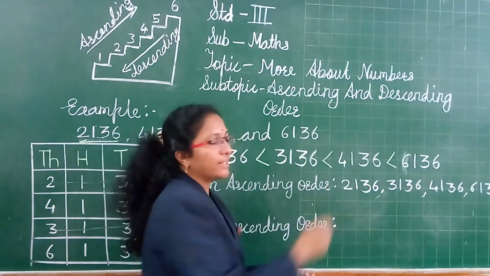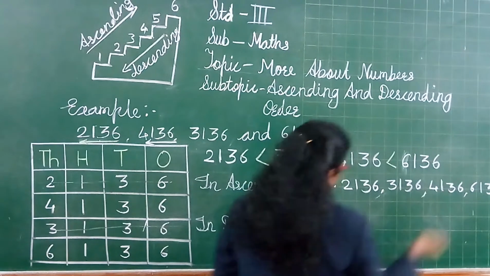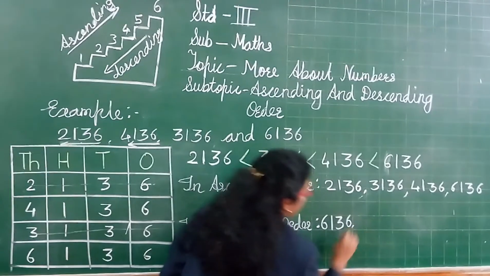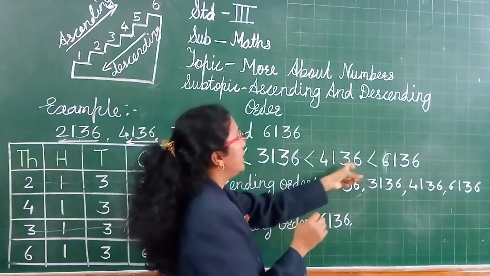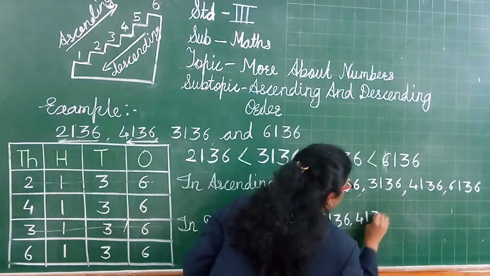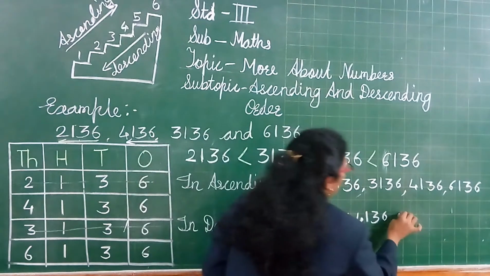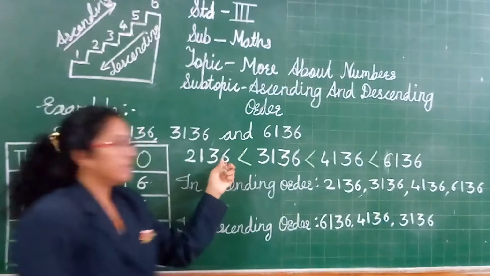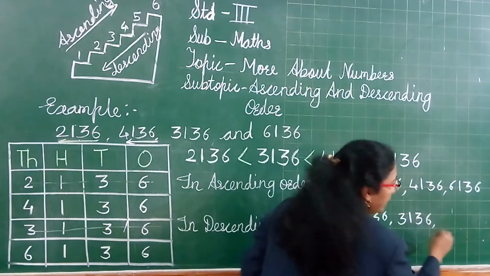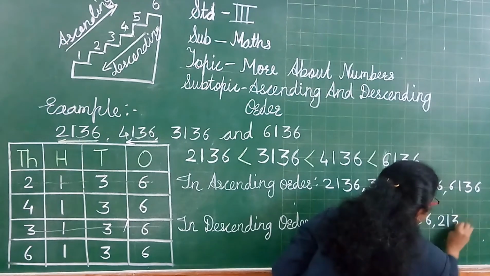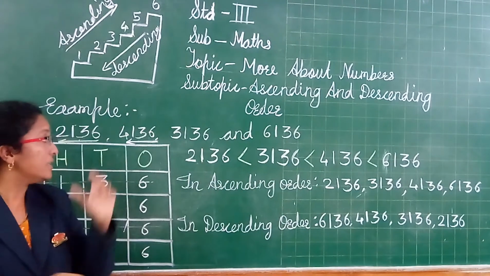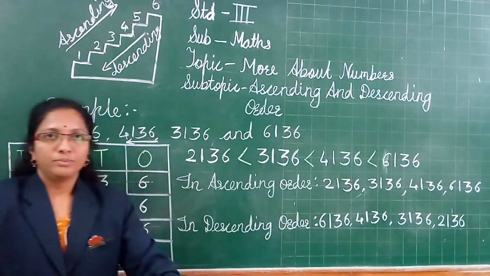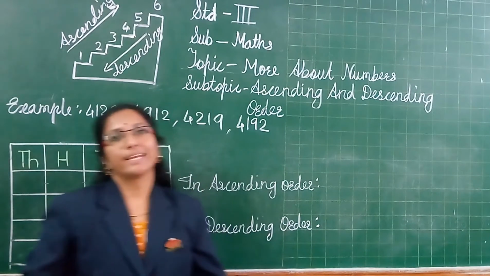Now see here, which one is the greatest number? 6,136. I write here first. Then 4,136. Then 3,136. And the smallest number is 2,136. All of you understood, students, how to arrange the numbers in ascending and descending order? Now we see the second example.